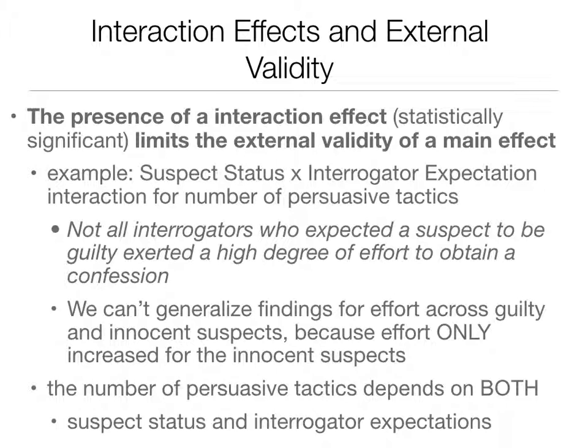So again, think of it as a hierarchy. When we get a statistically significant interaction, that's going to trump those main effects. We won't be able to generalize those main effects because something else is going on. So that kind of sums up this example of Kassin.